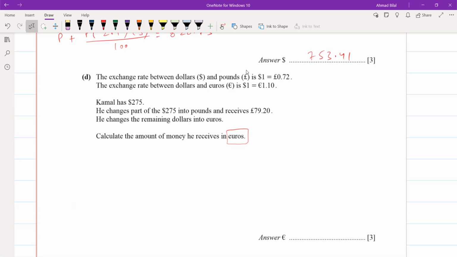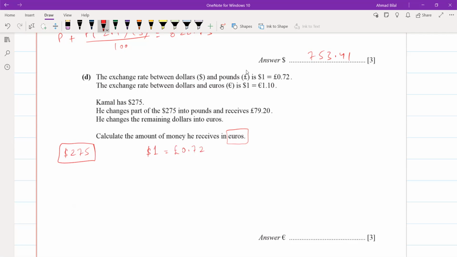Okay, so the total here is $275. So dollars में हमारे पास कितनी amount थी? Dollars में हमारी total amount was $275. This is the total amount that we have. Okay. Now, some of this is converted into pounds, 79.2 pounds. हम ये देख लेते हैं कि कितने डॉलर्स ये बनते हैं, यानी कि 275 में से कितने डॉलर हमने कन्वर्ट कर लिए पाउंड्स के अंदर. So how do you figure that out? We know that $1 is equal to कितने pounds? 0.72.